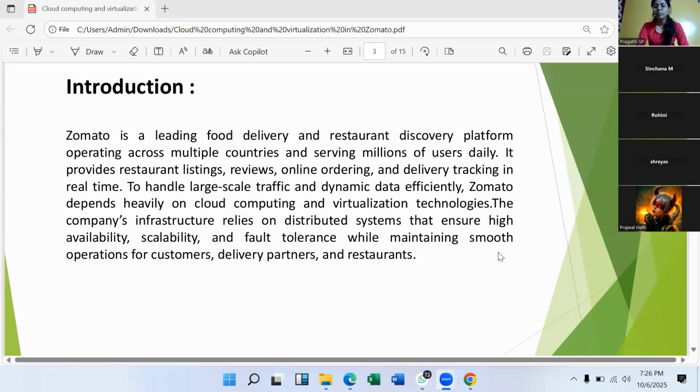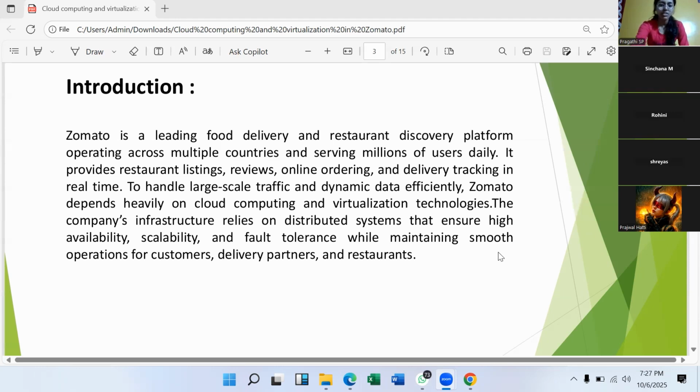Zomato uses cloud computing and virtualization. These technologies allow the company to scale up its systems and maintain performance even during high traffic, and recover quickly from technical issues. Virtualization forms the technological backbone of Zomato's entire operation.